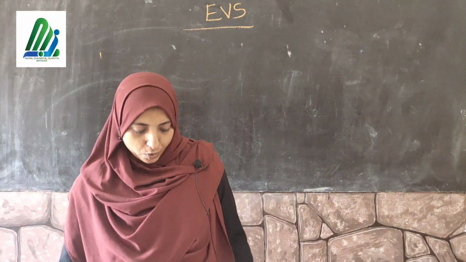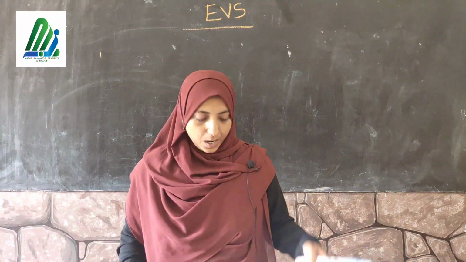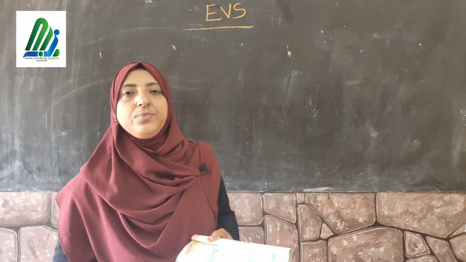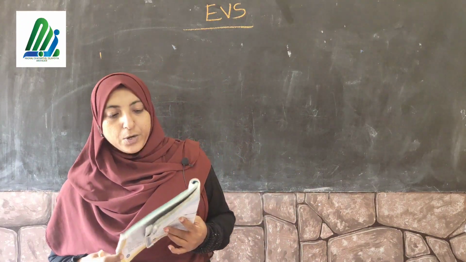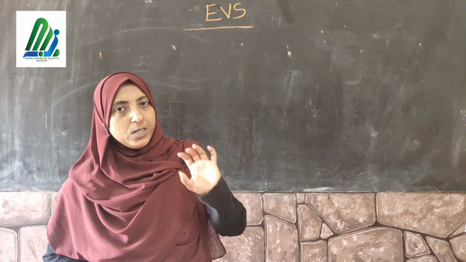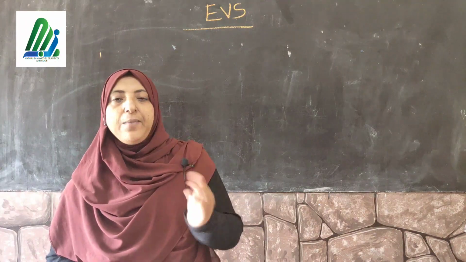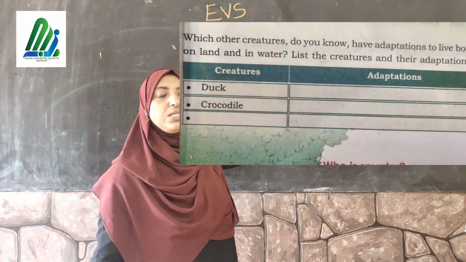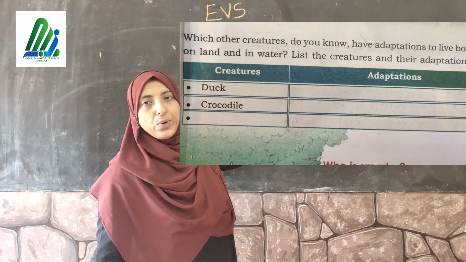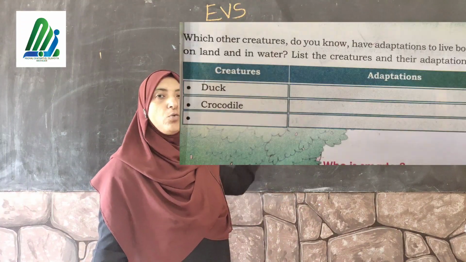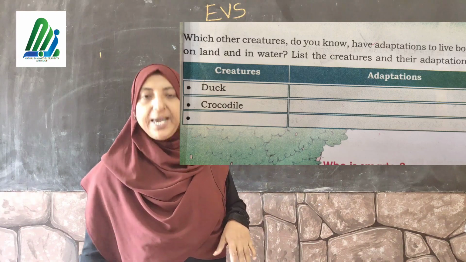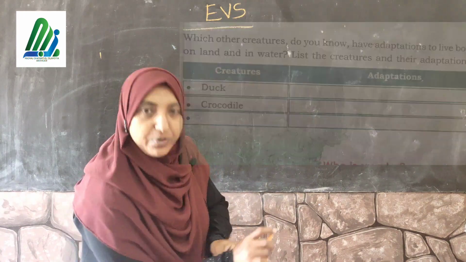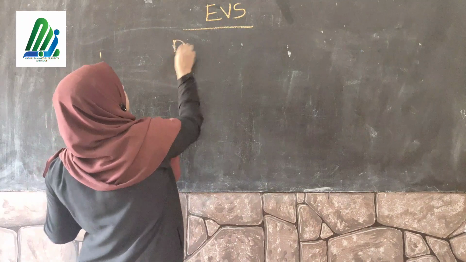Okay, so you can see in your textbook, page number 11. There is a work for you. You have to complete some creatures' names and their adaptations. Okay, so you can see that page here. All of you listen here. Then I am going to write what are the important adaptations of those creatures. Okay, then you can see the first one. It is duck.